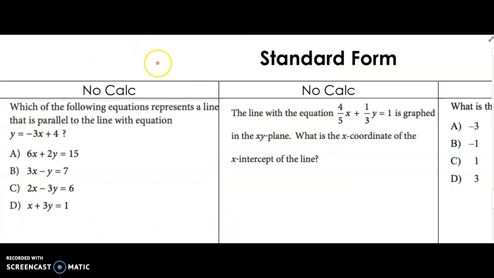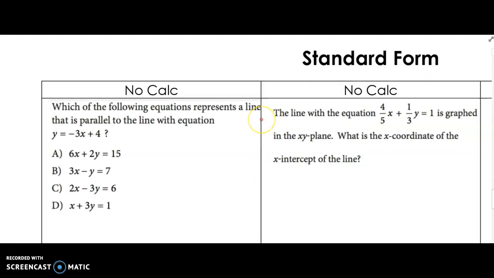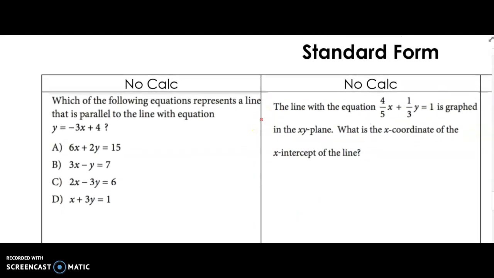Now let's talk about the part that we're really here for, which is when our equation is in standard form. If we're looking at this question here on the left, this first one, that is no calc. Which of the following equations represents a line that is parallel to the line with the equation that is given? Remember, parallel lines have the same slopes.